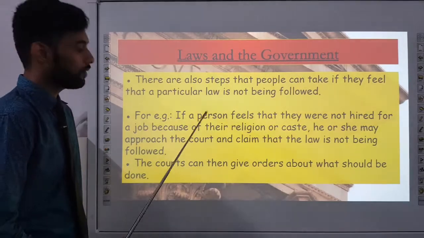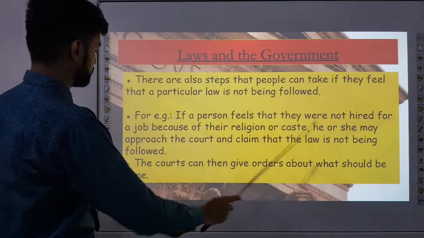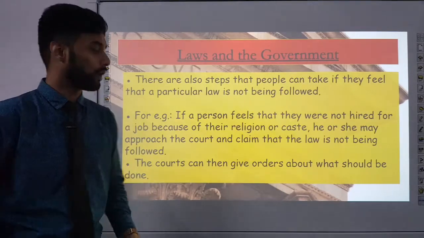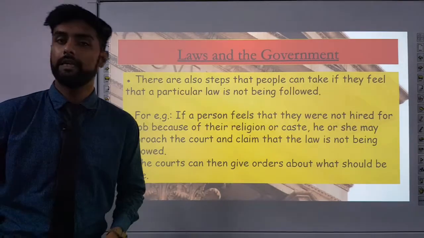And what will the courts do? The courts can then give orders about what should be done, right? The court can order what the procedure will be going forward. Why? Because the courts are also a part of the government.